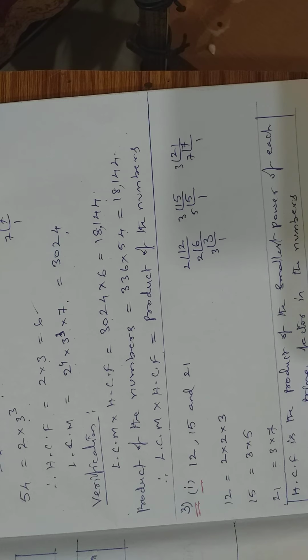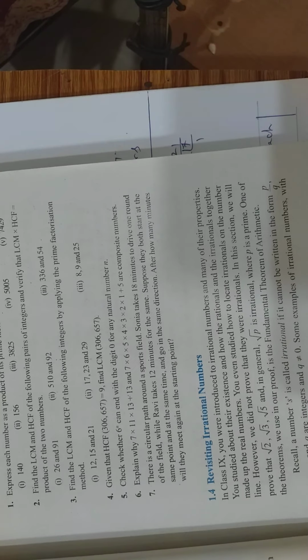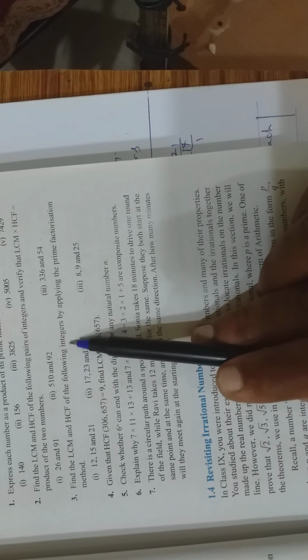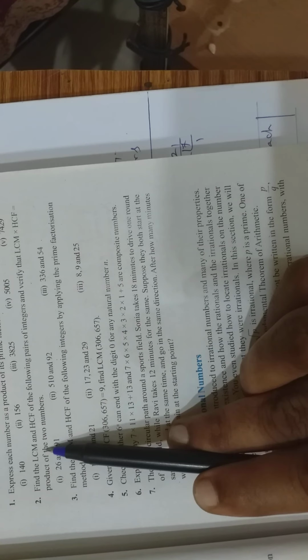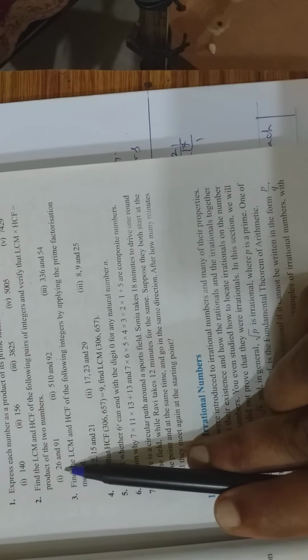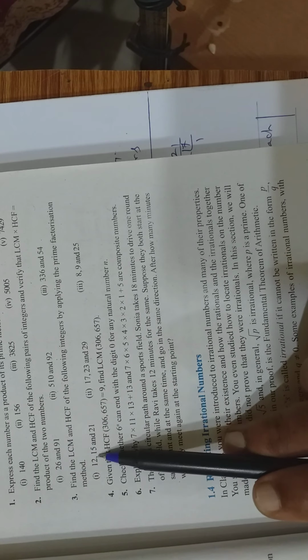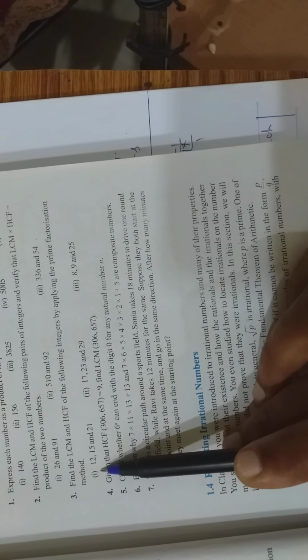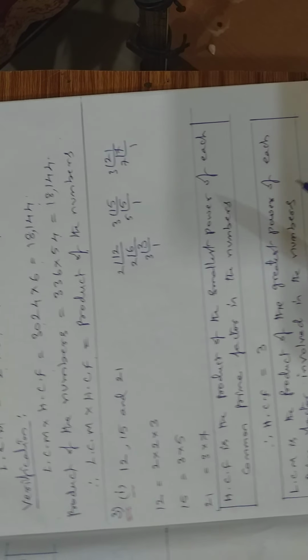Now, in the third Roman, we need to find the HCF and LCM. Find the LCM and HCF of the following integers by applying the prime factorization method. In the second Roman, we found the LCM and HCF of the two given numbers. Here we need to find the LCM and HCF of three numbers. In the first Roman, first problem, we need to find LCM and HCF of 12, 15, 21. Let us go with that problem.